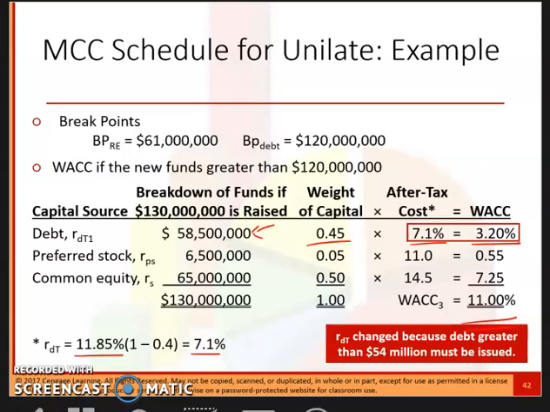So we'll finish our discussion of marginal cost of capital in the next lecture.